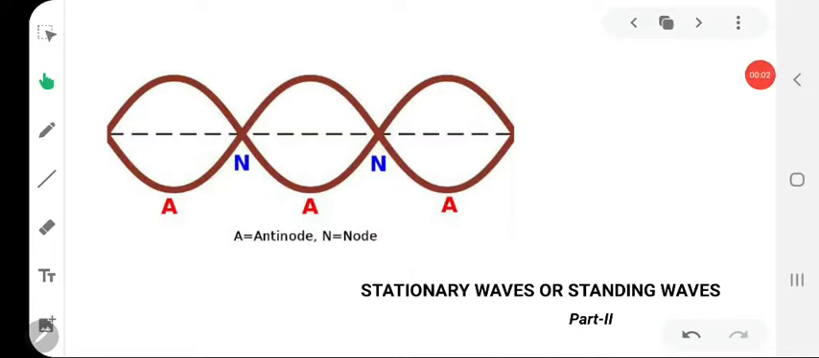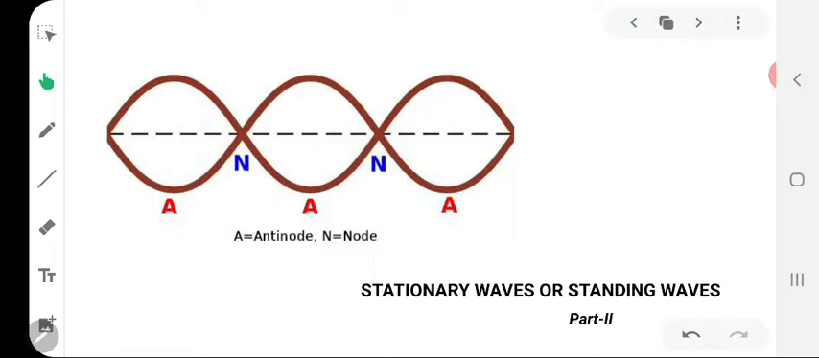Welcome back students to another video lesson from the topic of waves. In the previous video lesson we have studied about formation of standing waves in a string fixed at both the ends. Now today we shall proceed our discussion on standing waves.